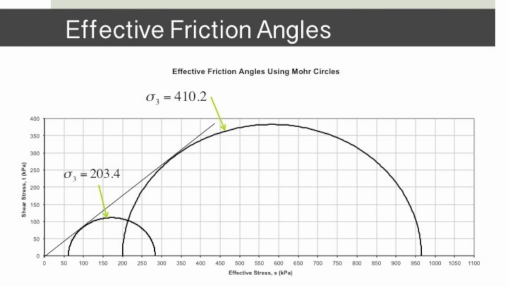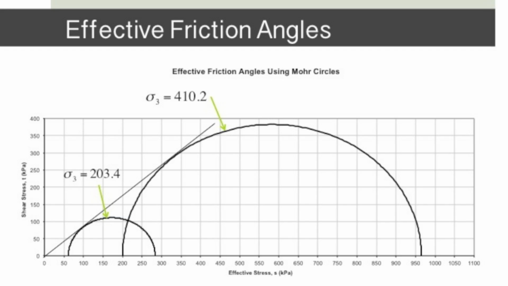Here is a depiction of Mohr's circles. The x-axis is effective stress and the y-axis is shear stress, both in units of kPa. Each of the two circles is defined by a different confining stress. For example, the smaller of the two circles displays results from a confining stress of 203.4 kPa, and the larger displays results from a confining stress of 410.2 kPa, thus representing the first and second runs of our test. So 2 separate tests were run in order to achieve the 2 circles.